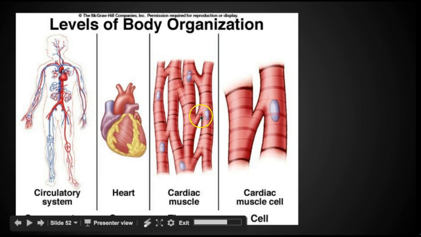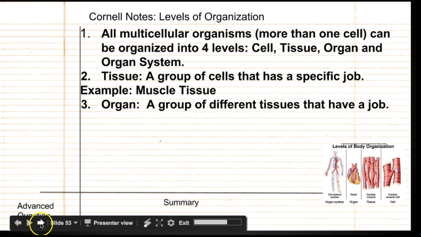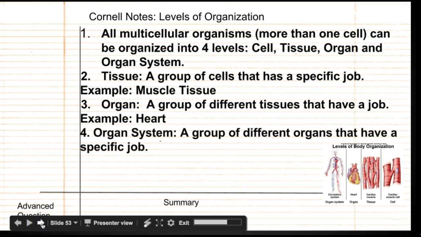So a cell makes up tissues, and tissues make up organs. One more point about this. An example of an organ would be a heart, just like I just showed you in that picture. Go ahead and come up with a question for three, and then let's move on to the last one, number four. An organ system. An organ system is a group of different organs that have a specific job.